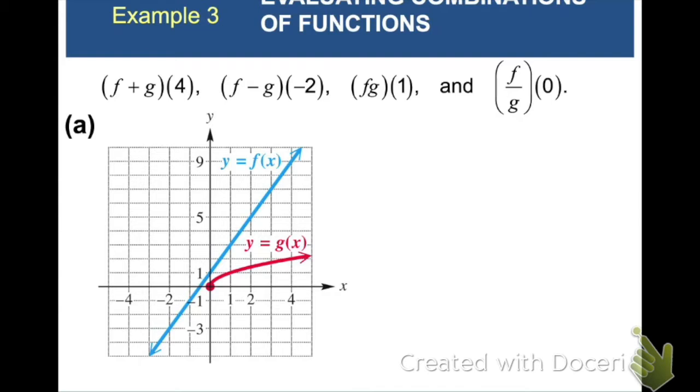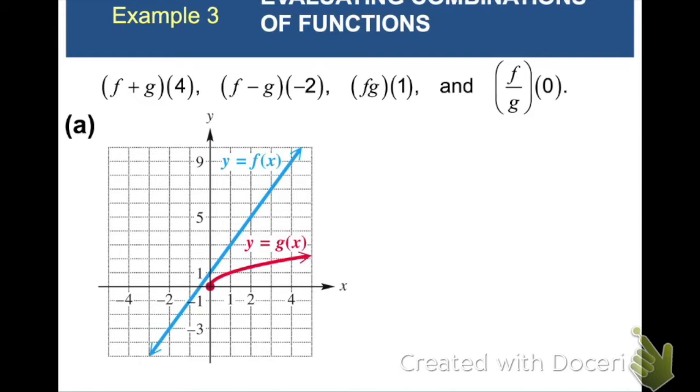In this first example, we have a graph. Our blue function is a linear function, and our red one is a square root function. And we're going to find these four operations here at the top. So f plus g of 4, f minus g of negative 2, f times g of 1, and f divided by g of 0.